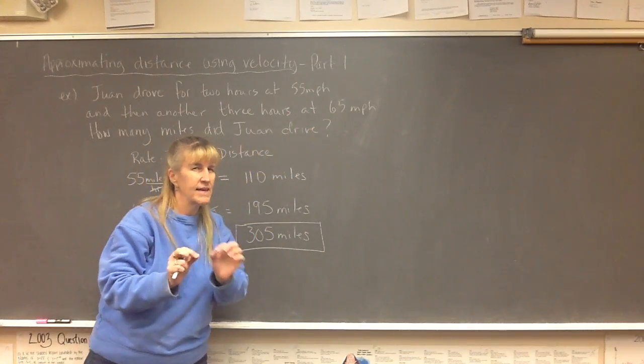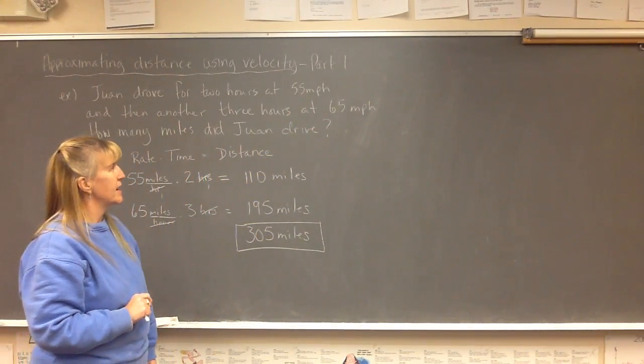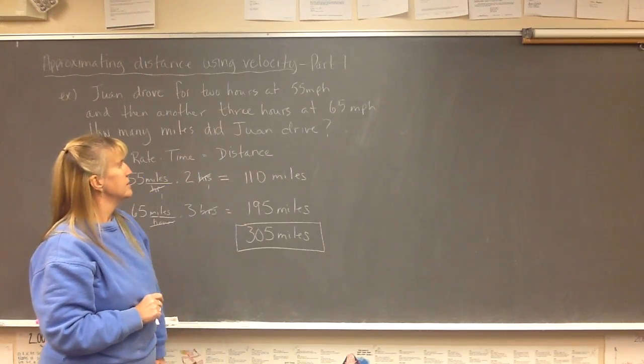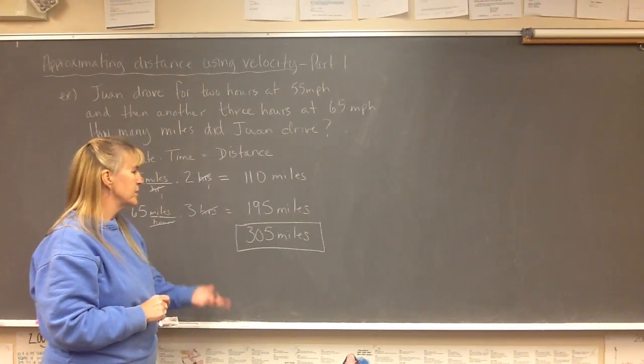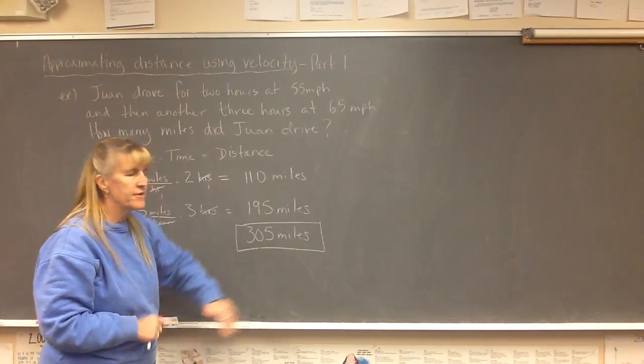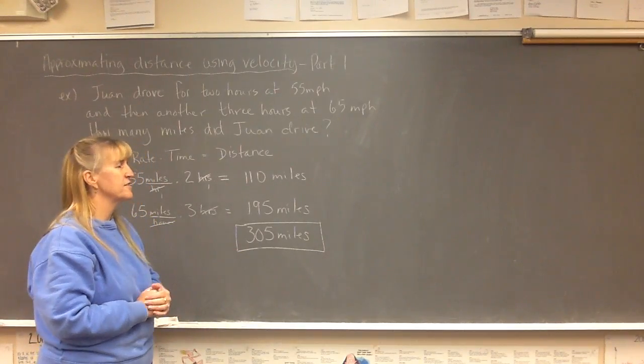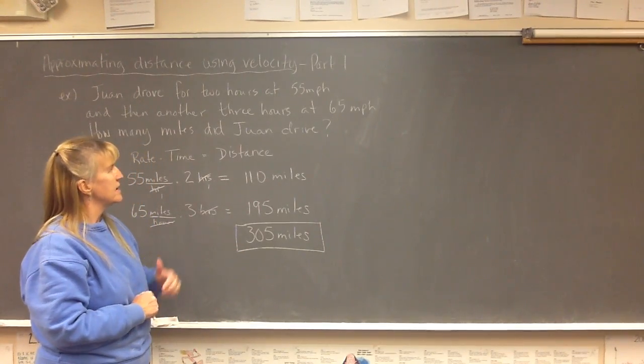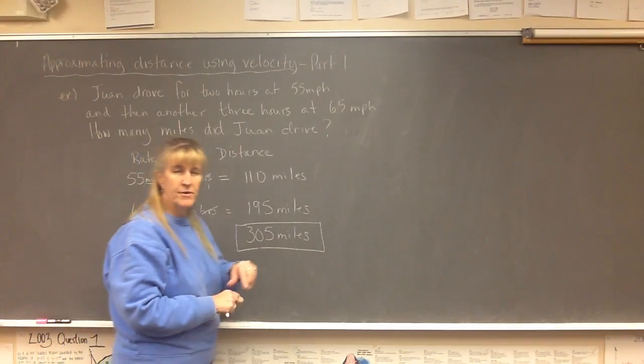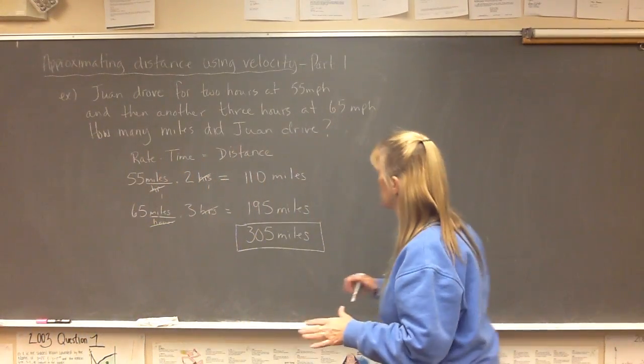61 is not exactly the midpoint between 55 and 65, but that's because Juan spent longer time driving at a faster speed, so it would be a little higher. Anyway, 305 miles is Juan's total distance that he ended up driving in that 5 hours. I want to give you just a graphic representation of this so you have an idea what's going on.